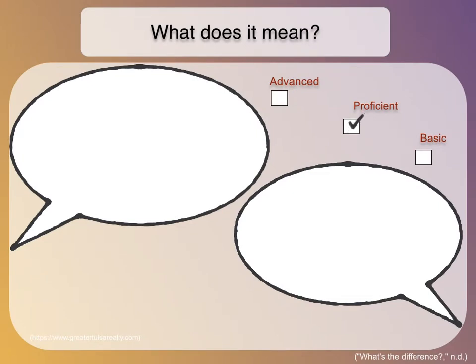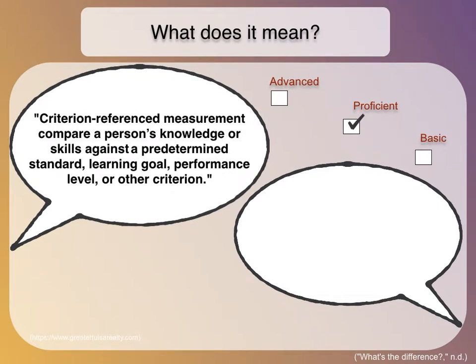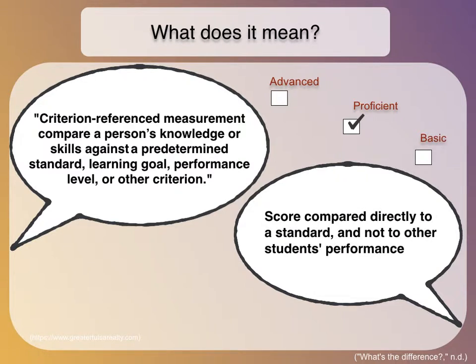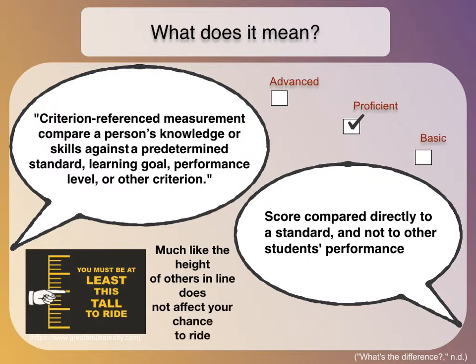So what does this mean? Criterion-referenced measurements compare a person's knowledge and skills against a predetermined standard, learning goal, performance level, or other criterion. The score is then compared directly to a standard and not to other students' performance. This is much like the height of others in line at a ride doesn't affect your chance to ride.